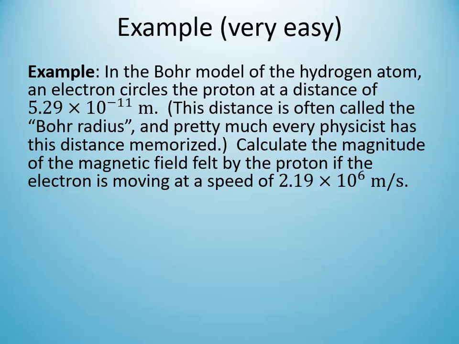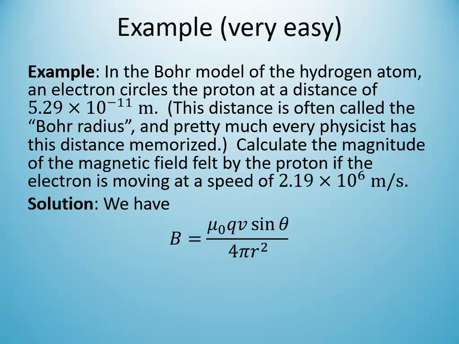Consider the Bohr model of a hydrogen atom where an electron circles the proton at a distance of 5.29 times 10 to the minus 11 meters, or 52.9 picometers if you prefer, or 0.529 angstroms. All kinds of funny units here. Calculate the magnitude of the magnetic field felt by the proton. The electron is moving around at a speed of 2.19 times 10 to the 6th meters per second.